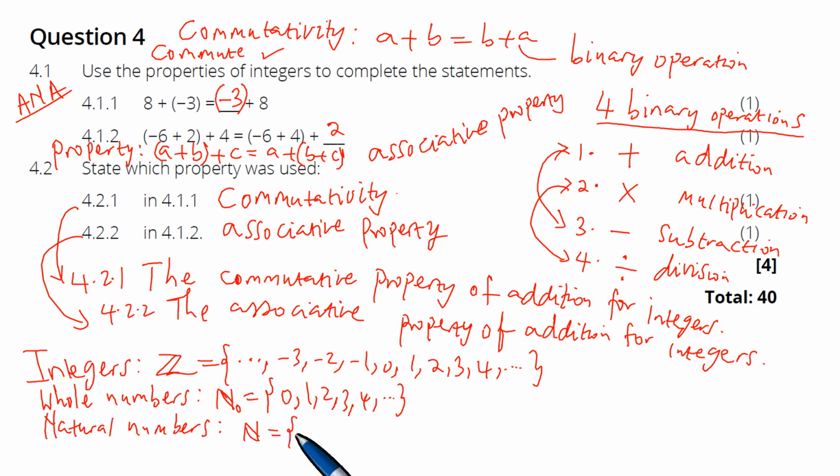What are numbers that are natural? What are natural numbers? Natural numbers are 1, 2, 3, 4, 5, 6, and so on. These numbers are called what? Natural numbers. Okay, right. We continue.